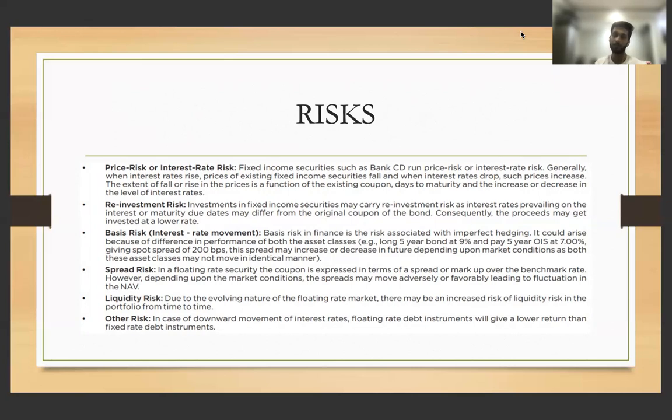Spread risk. In a floating rate security, the coupon is expressed in terms of spread or markup over the benchmark rates. However, depending upon market conditions, the spreads may move adversely or favorably, leading to fluctuation in NAV. Liquidity risk. Due to the evolving nature of the floating rate market, there may be increased liquidity risk in the portfolio from time to time.